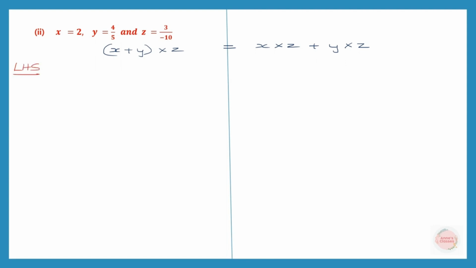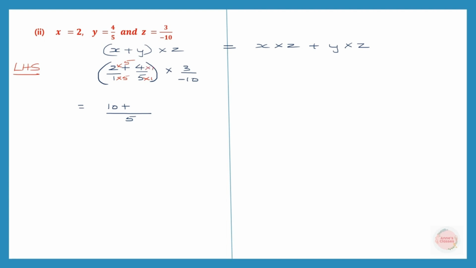So what is the value of x? X is 2. 2 plus y is 4 by 5. 2 plus 4 by 5, into z, which is 3 by minus 10. Now here let's give the denominator 1, and now let's add up these two rational numbers. The denominator is 5, which is the LCM now. So 1 into 5, so 2 into 5. 2 5s are 10, plus 5 into 1 is 5, so 4 into 1 is 4.